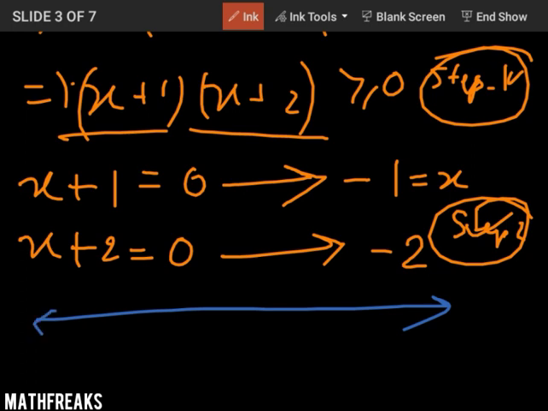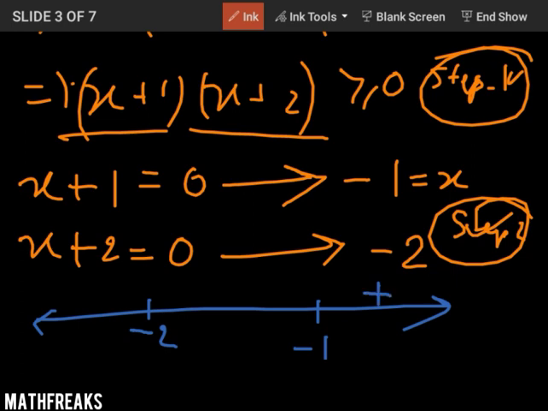Now you have to write the smaller one first, like in the normal number line. So -2 and here -1, correct? Because -2 is smaller than -1. Then you have to make the left hand side positive, right?